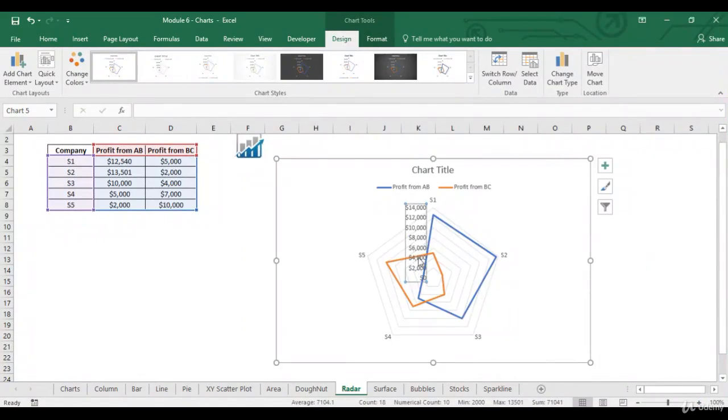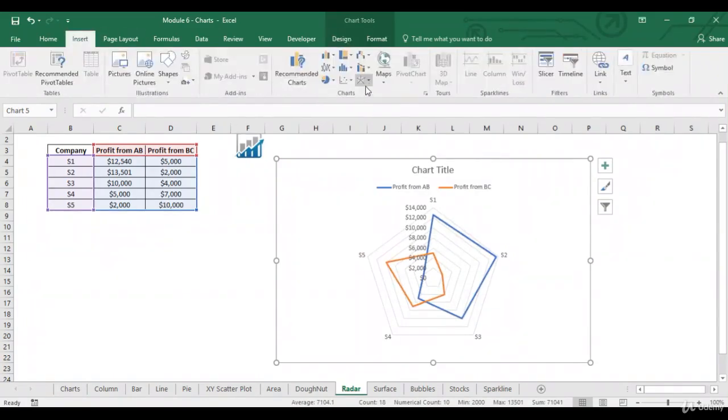So this is the scale which is being shown over here. So this is the profit from AB and this is the profit from BC. The scale is from 0 onward. As we keep on coming outside or away from the center, the numbers will keep on increasing. So for S1 it is showing over here $12,540, whereas from BC for S5 it is showing around $10,000, which is somewhere around here.